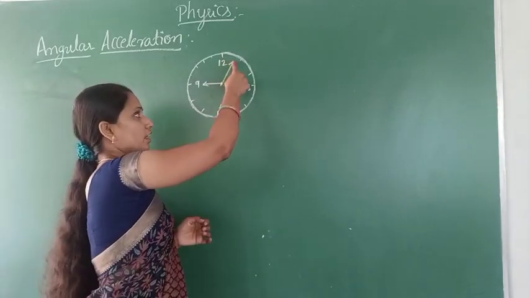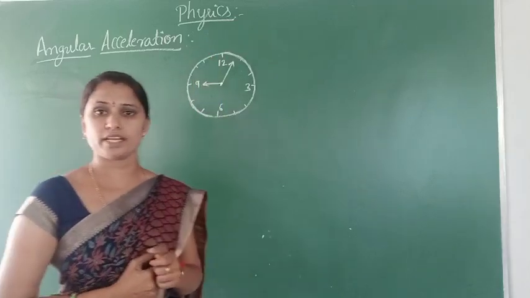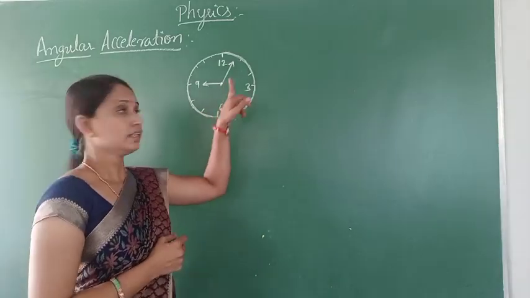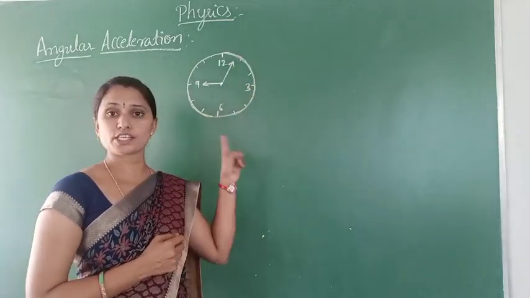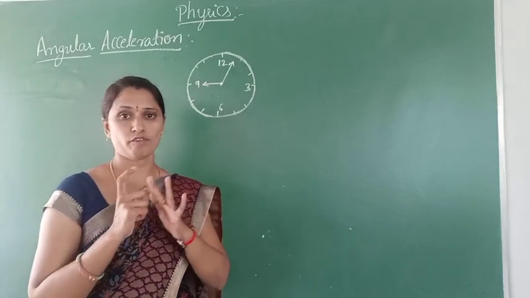So this minute hand rotates around its circular path and takes 60 minutes or 3600 seconds. Clear? So it means the minute hand covers equal angular displacement in equal intervals of time. We can say that this is angular velocity.